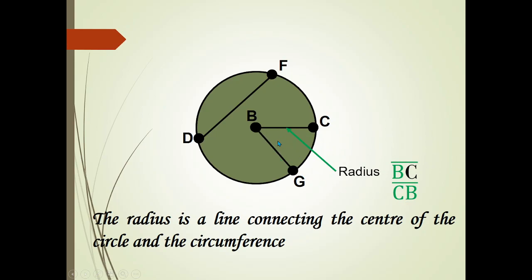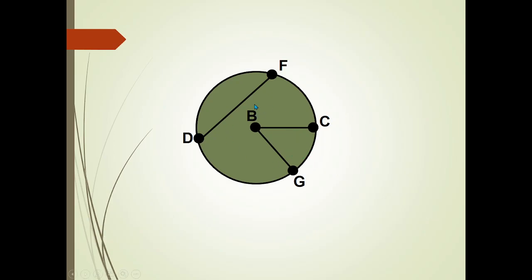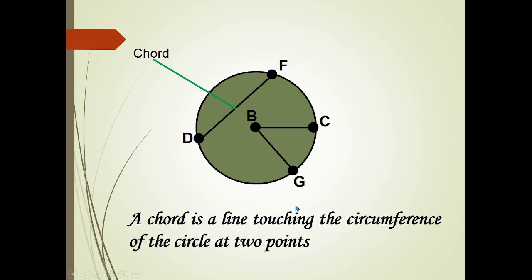There's another radius here, and since there are more than two radius now, we call this radii, which is the plural form of radius. So this segment is segment BG. Another segment here is a chord. A chord is a line touching the circumference of the circle at 2 points. So this is line segment DF or line segment FD.